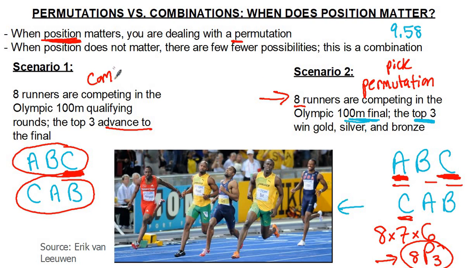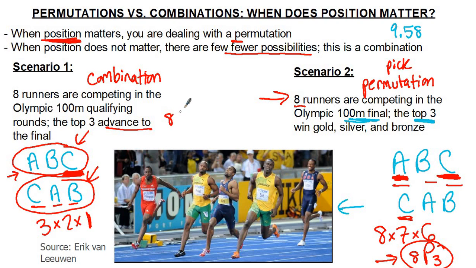In scenario 1, we call that a combination. Combination means the position does not matter. It doesn't matter if Albert, Bernard, Charles finish in that order or Charles, Albert, Bernard. In either case, all 3 of them get to go to the final. And so there are far fewer possibilities, because all of these are actually being double counted. So how many ways could we rearrange these 3 people? There are 3 ways they could finish in first, 2 ways they could finish in second, 1 way they can finish in third.